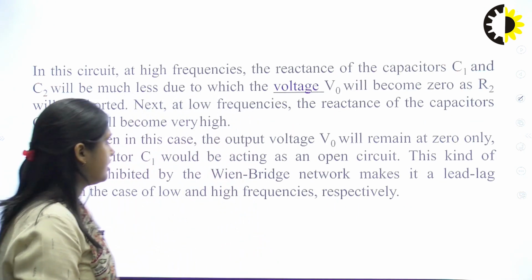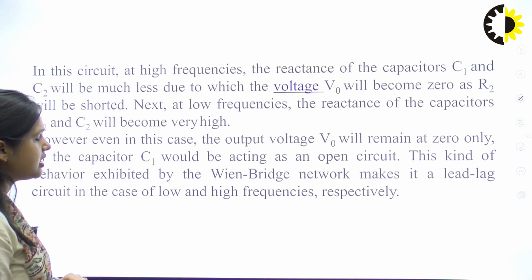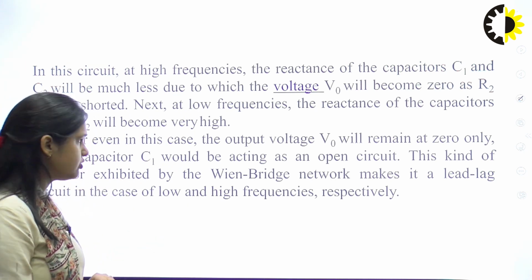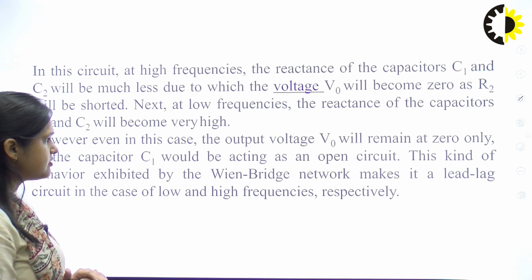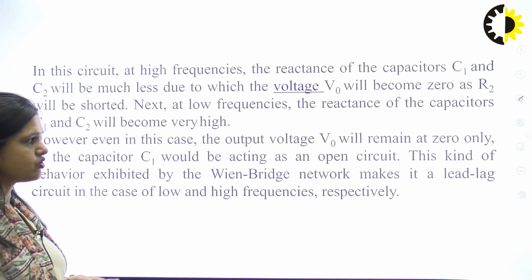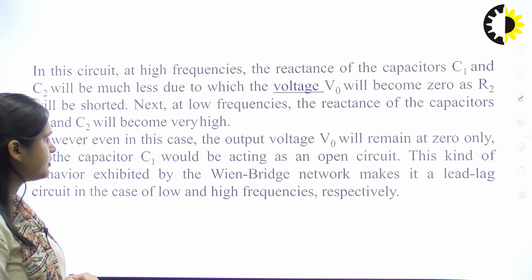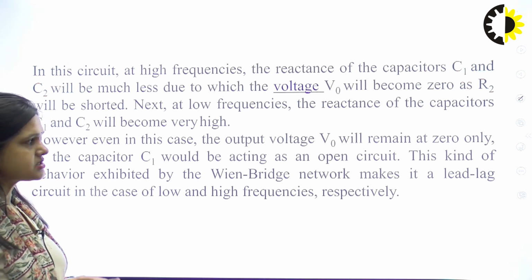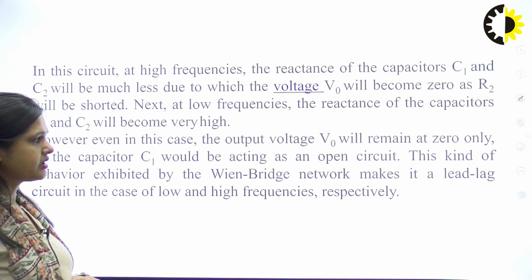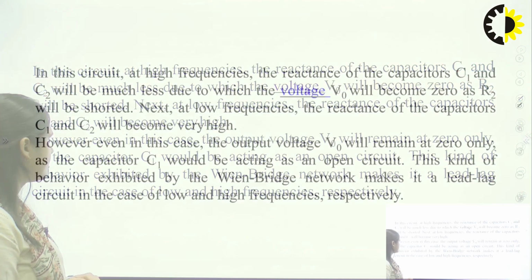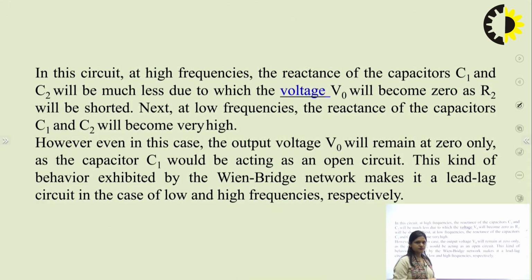However, in this case, the output voltage VO will remain at 0 only, as the capacitor C1 would be acting as an open circuit. This kind of behavior exhibited by the Wien bridge network makes this circuit like a lead-lag circuit in case of low and high frequency respectively.